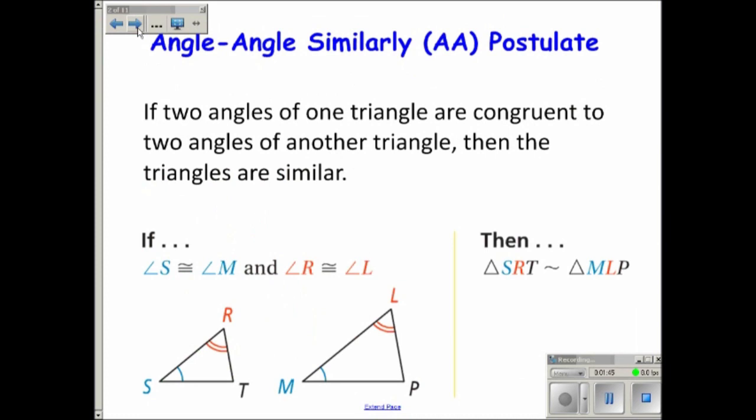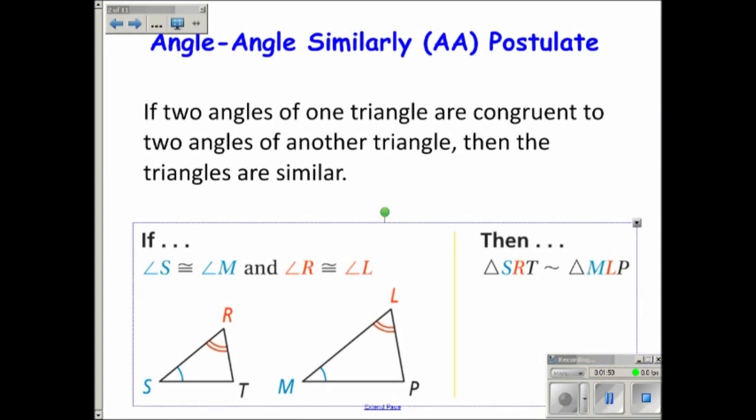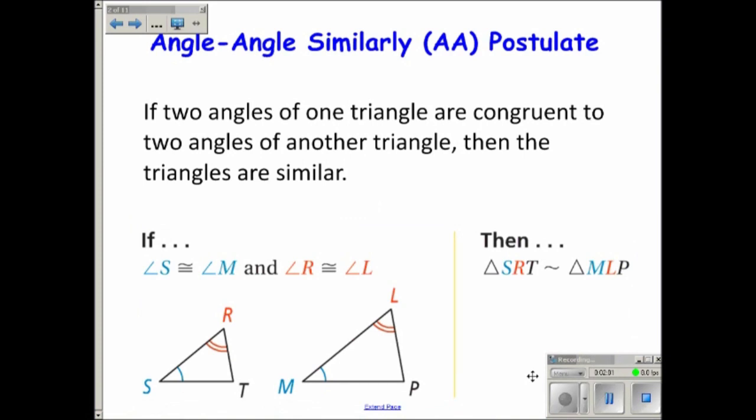So here is the angle, angle similarity postulate. If 2 angles of one triangle are congruent to 2 angles of another triangle, then the triangles are similar. The reason for that is because the angles define the shape of the triangle. And if you know 2 angles, by the third angles theorem, the other one would also be congruent. So if you have just 2 angles in one triangle congruent to 2 angles of another triangle, then those 2 triangles will have the same shape and therefore be similar.